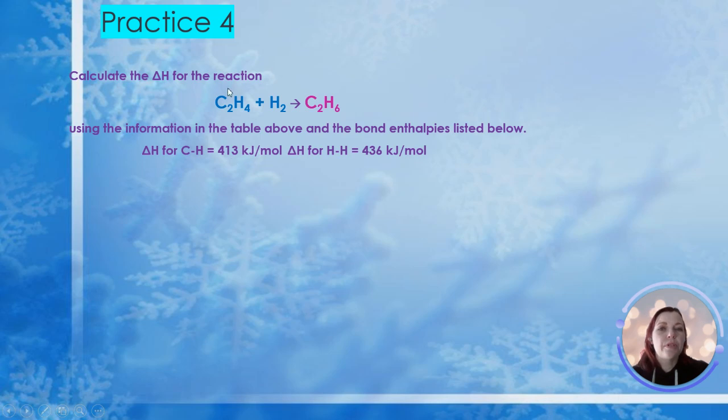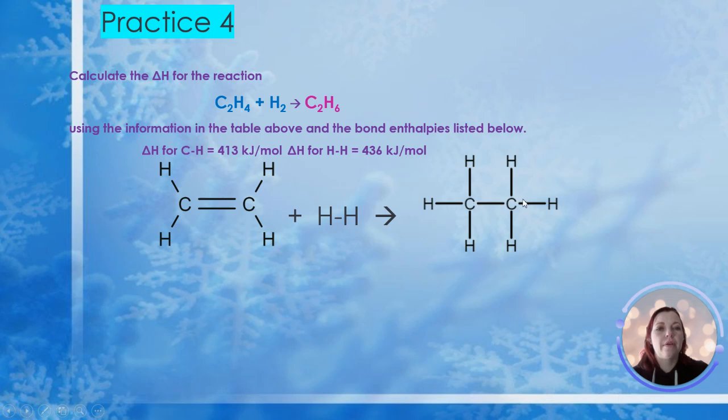To help you keep everything straight, I'm going to color code the reactants and products for you. The first thing I recommend is to draw the Lewis structures. Here is C2H4. Notice we have a carbon-carbon double bond. H2, of course, is diatomic, and that is a single bond. And then in C2H6, we have a carbon-carbon single bond with the hydrogens filling out the octets for carbon.